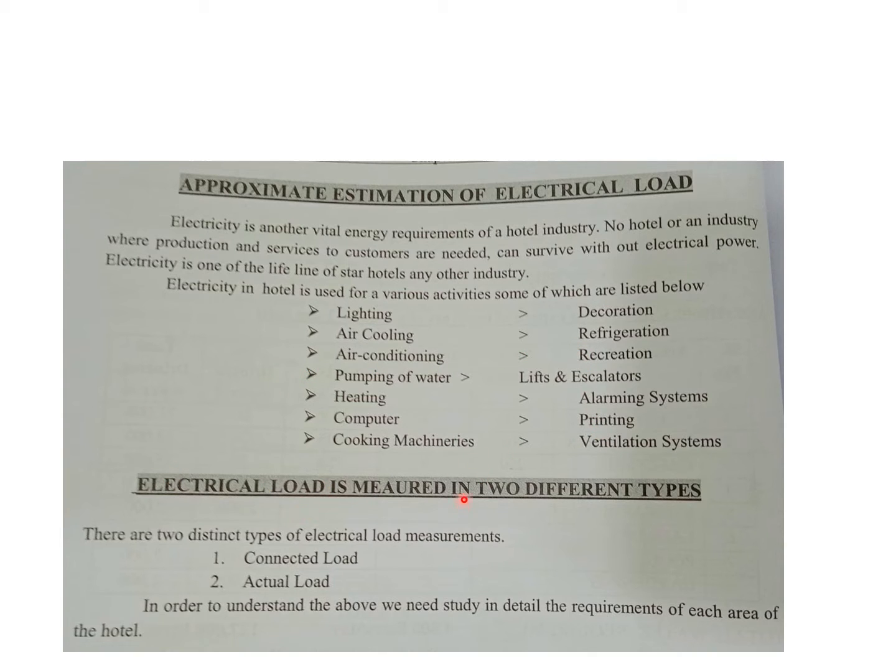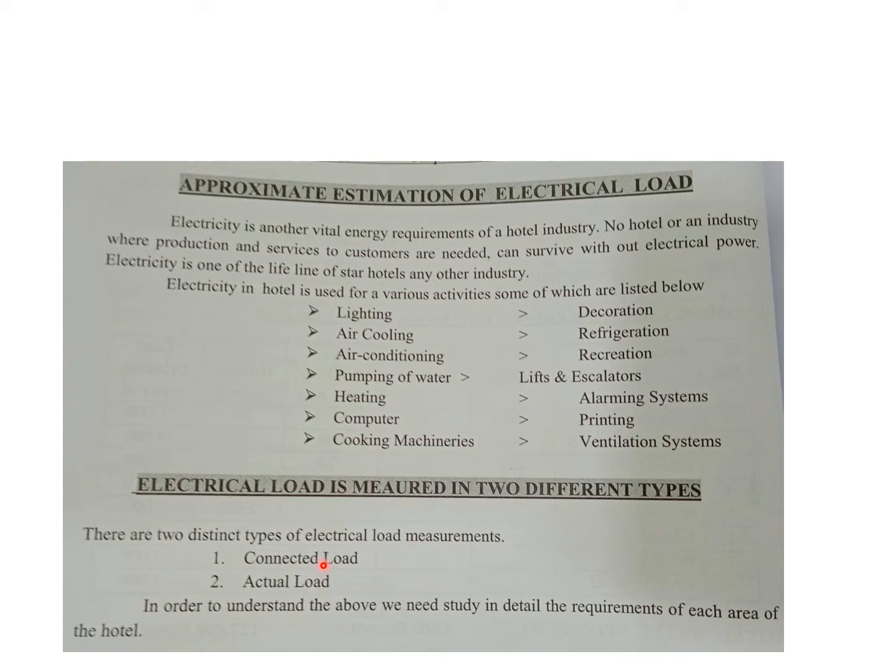There are two kinds of loads. One is the connected load and two is the actual load. The connected load is the sum of the total load of equipment which are connected at any given point. And the actual load is a subset of it. It is that part of the connected load which is being used.